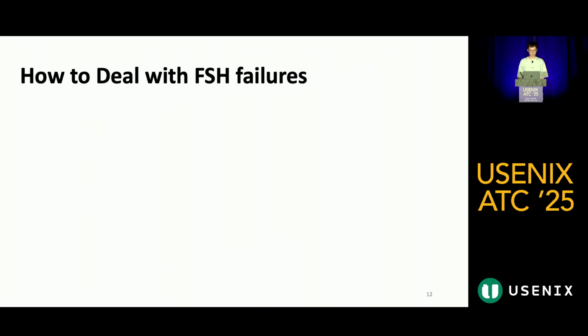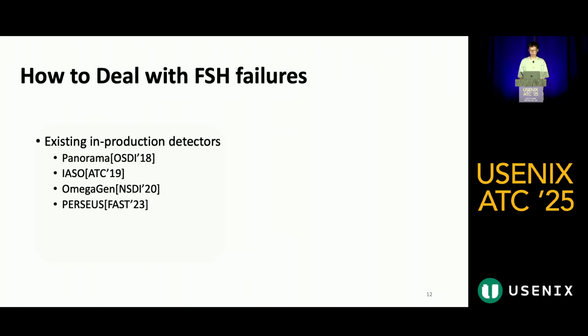There are two directions. The first is in-production detectors, such as Panorama, Gray Failure, OmegaGen, and Perseus. Existing in-production detectors can also detect part of FS failures, but they detect FS failures only after the failures have already caused damage.